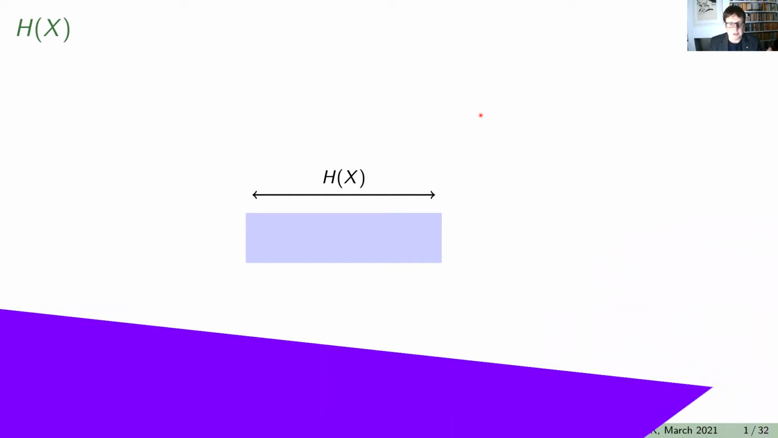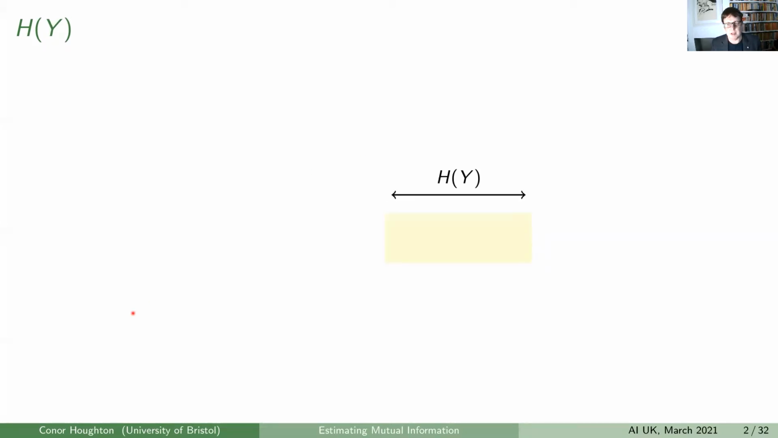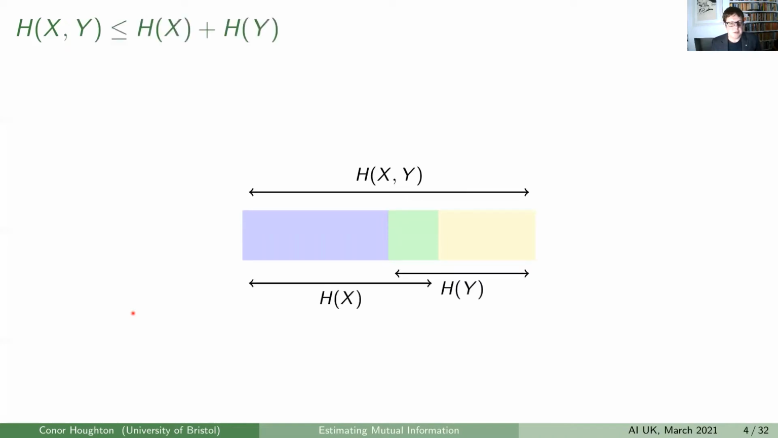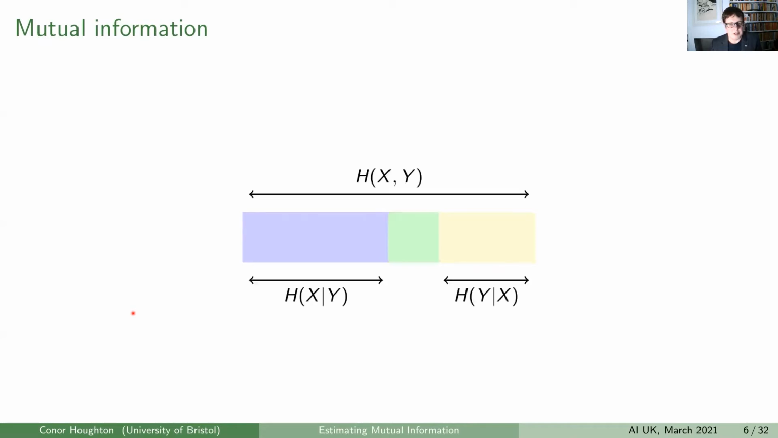As a way of introduction, H of X is the Shannon entropy. It's the amount of information in some random variable X, or in some data represented by the random variable X. We can do it for Y as well, H of Y, the Shannon entropy of Y. We can do it for X and Y together, H of XY, the joint entropy. And as you can see, the joint entropy is less than or equal to the sum of the individual entropies because there might be some overlap in the information.